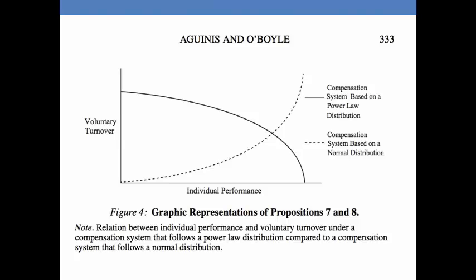At the high end of performance, the compensation system based on a normal distribution does not give sufficient recognition and reward for outstanding performance because the distribution is actually the wrong one. If the reward system was based on the power law distribution, then the high end would be rewarded appropriately and would not leave. That is the solid line in the figure.